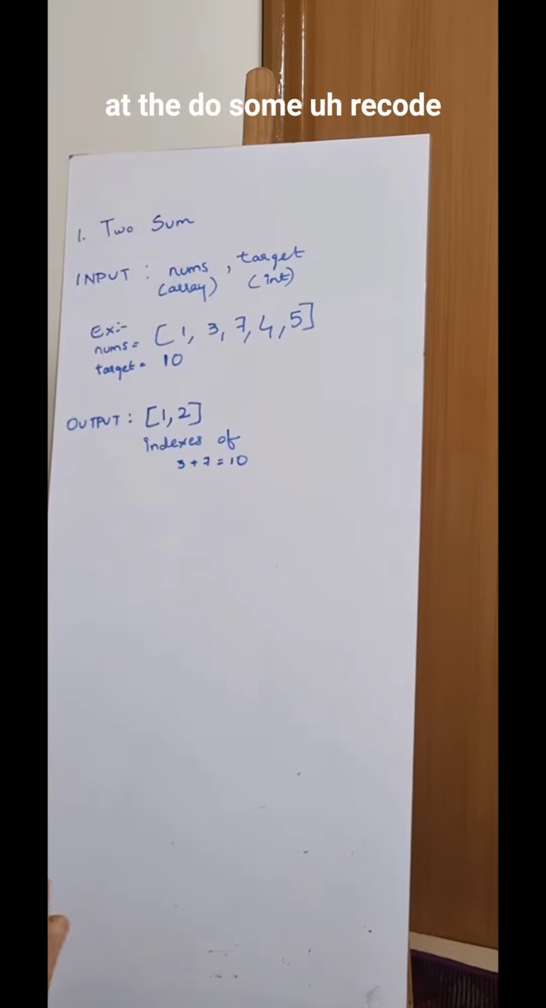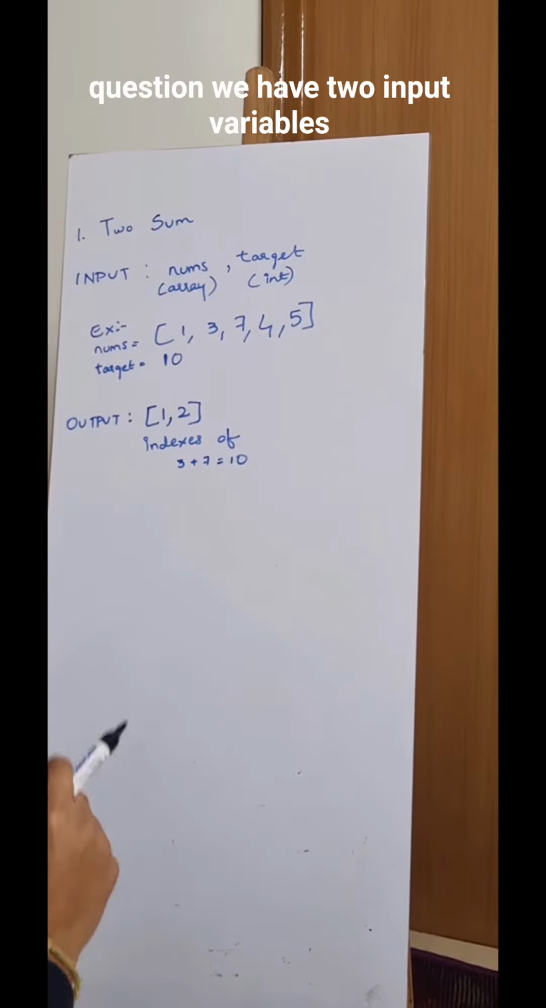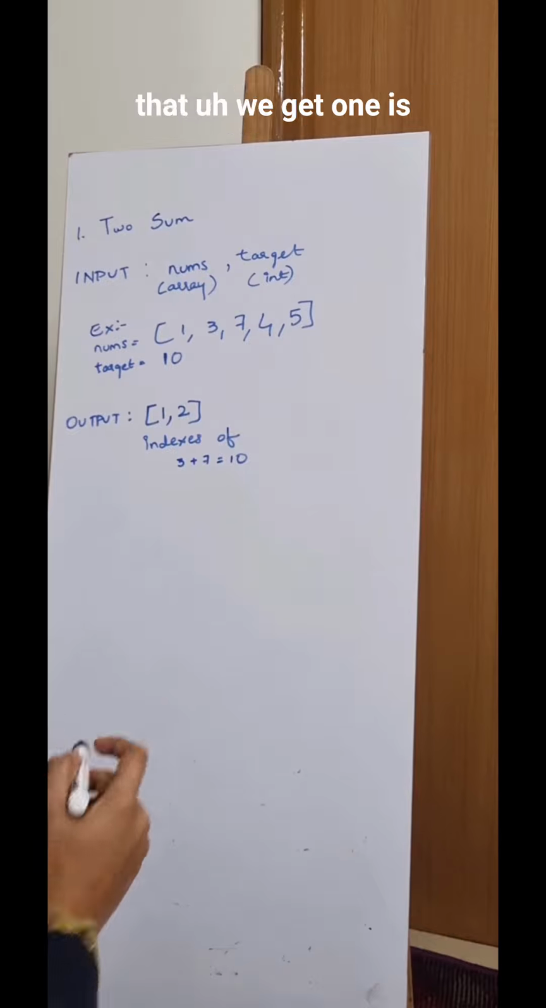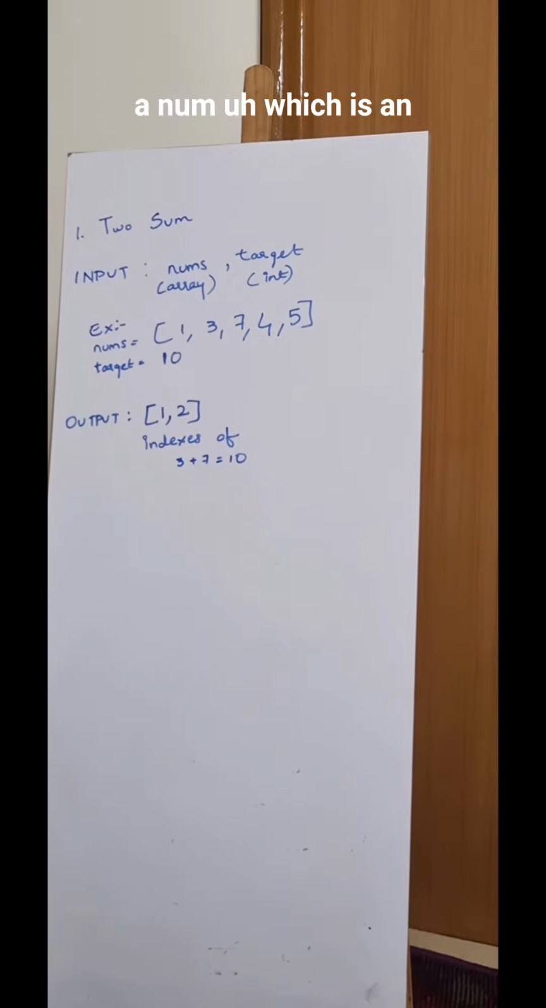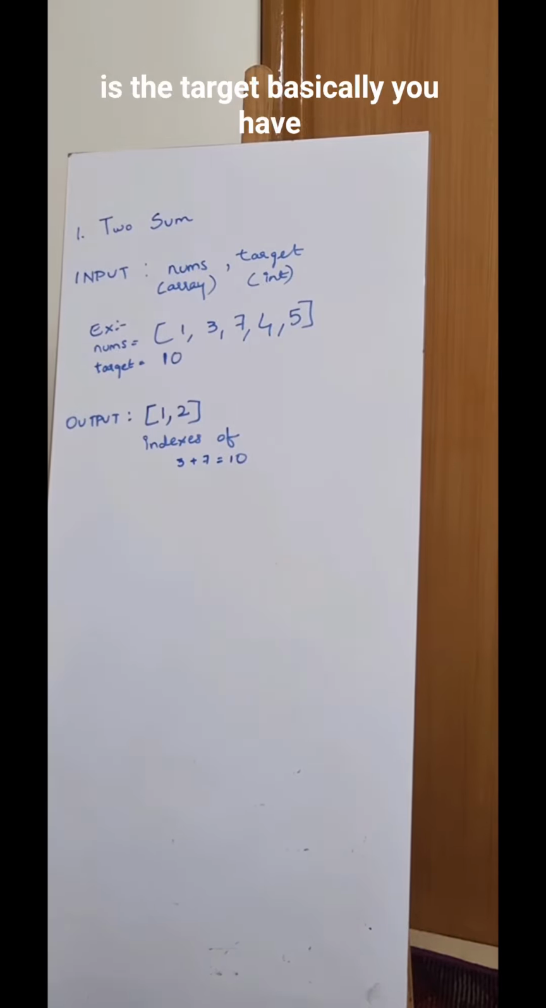Let's look at the two-sum LeetCode solution. So first, look at the question. We have two input variables that we get. One is nums, which is an array, and the second one is the target.